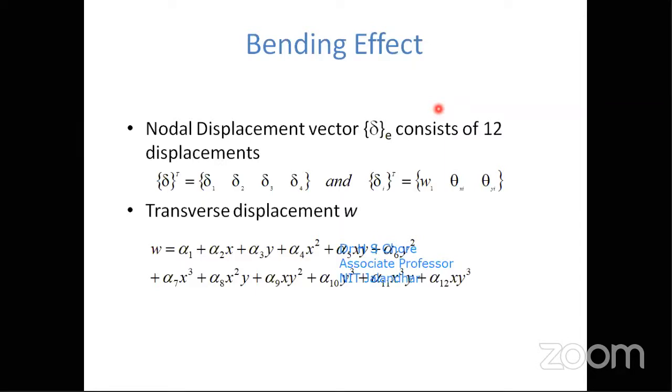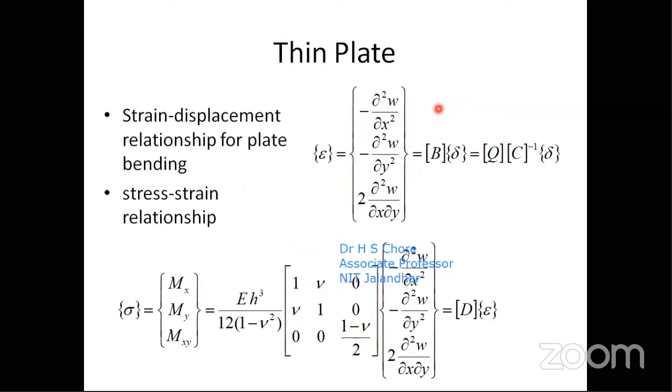One is the constant term, then we have the linear terms, then x square, xy, y square, that is quadratic, then we have the cubic terms up to the 10th term, and then we have the fourth order terms. Okay, so this is the expression for W. So we have to write down similarly for theta x and theta y in terms of derivatives.